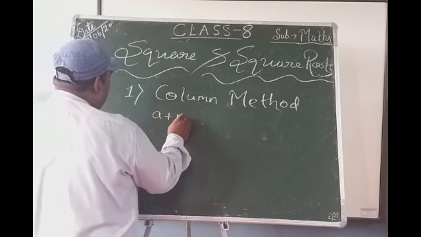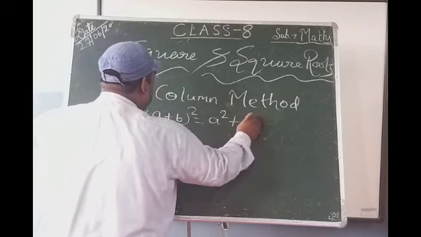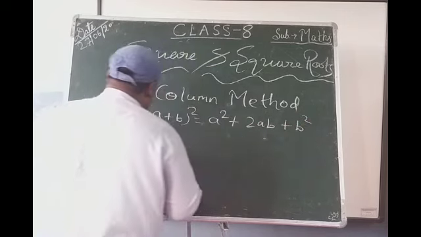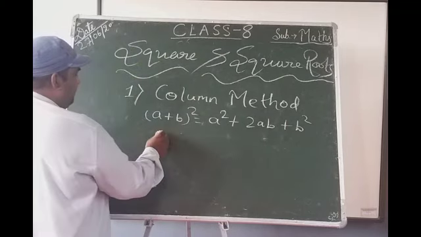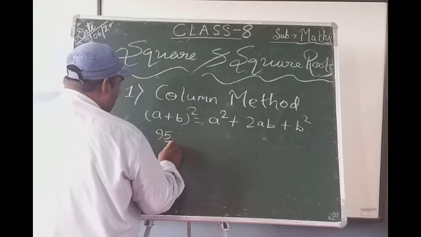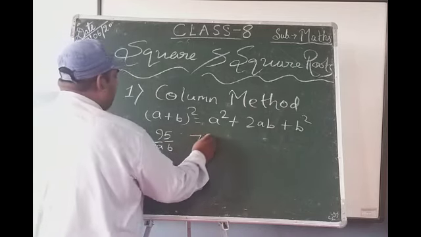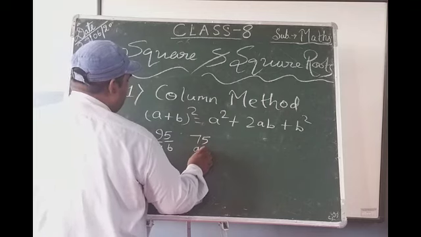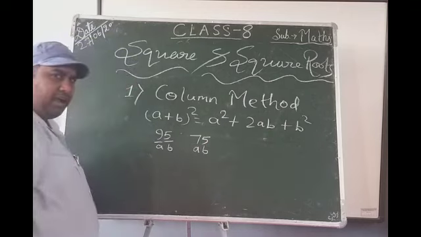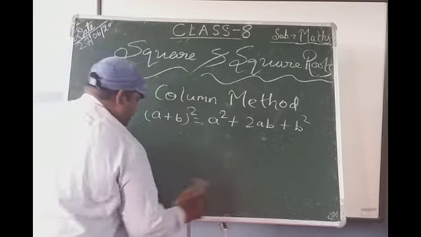(a plus b) whole square. We know the formula: that is a square plus 2ab plus b square. Every number, whatever it is, we will divide. Suppose we have the number 95, then a will be 9 and b will be 5. If we have 75, then a will be 7, b will be 5. We will apply the formula and find the result. But there are some techniques which you have to apply.